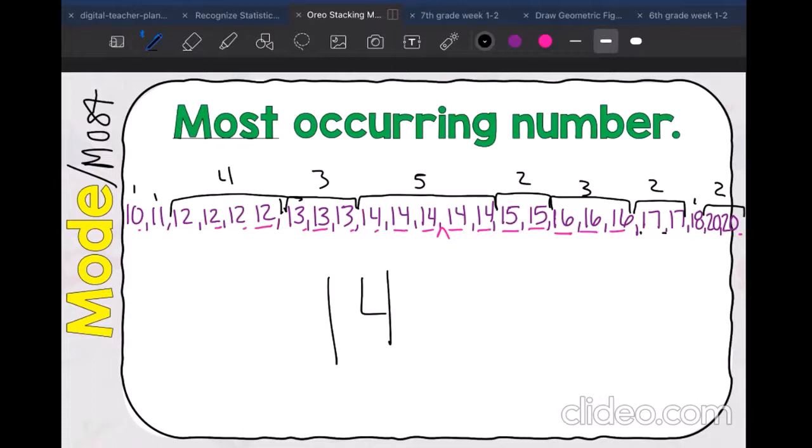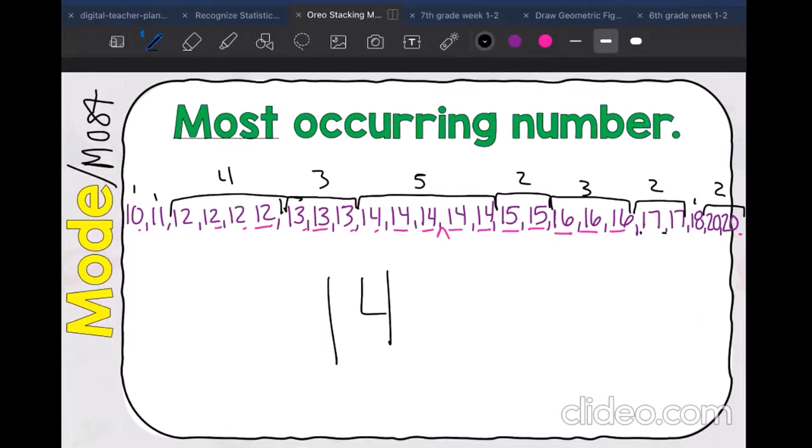Then both of those numbers would be your answer. So say, for instance, there was one more 12 in our problem, then our mode would be 12 and 14. Okay, so you can have multiple modes. You can have one mode or you can have no modes.